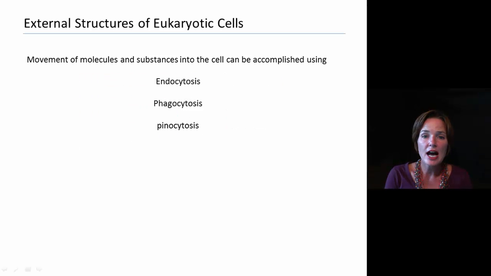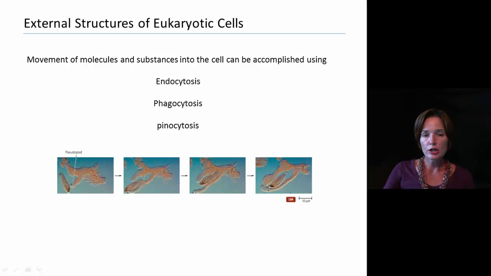If we talk a little bit about how a eukaryotic cell is going to bring substances into the cell, this is accomplished using endocytosis. Endocytosis is just the bringing in of substances, and then we can categorize this a couple different ways. Phagocytosis and pinocytosis are two types of endocytosis. This picture right here shows endocytosis. Specifically, this one would be phagocytosis.